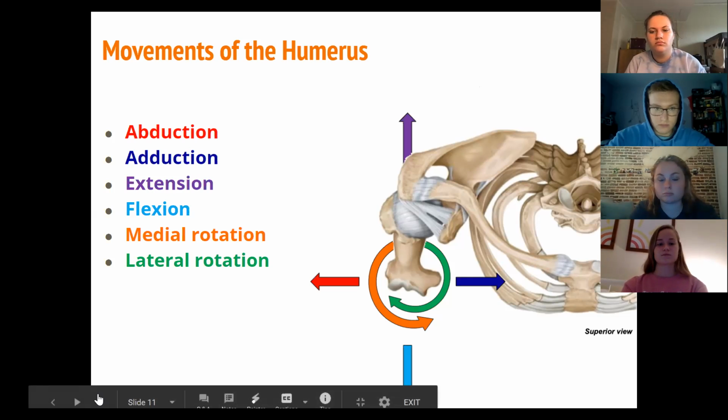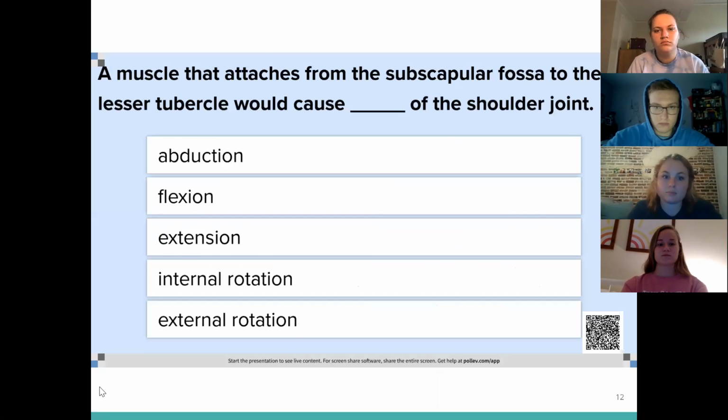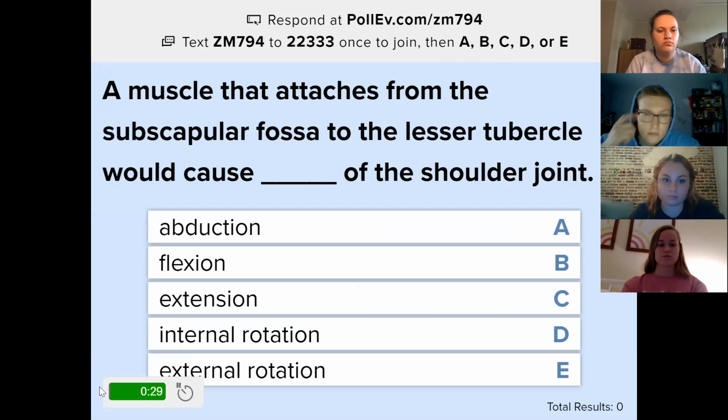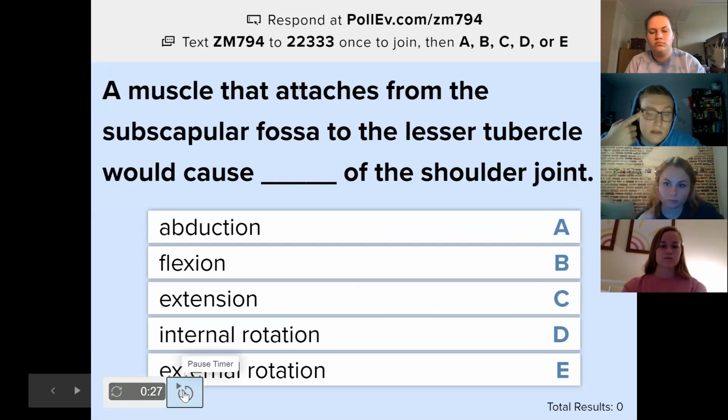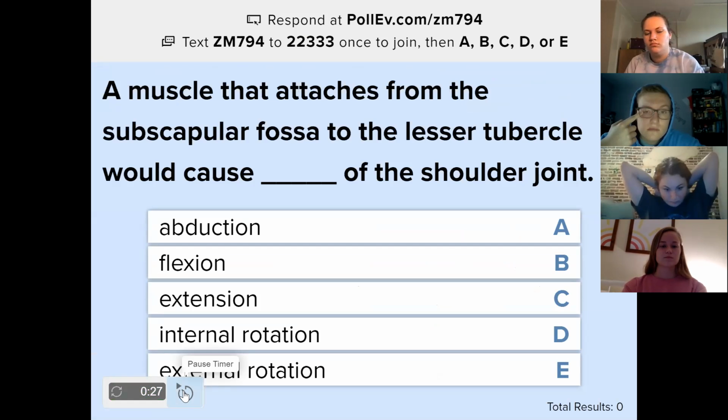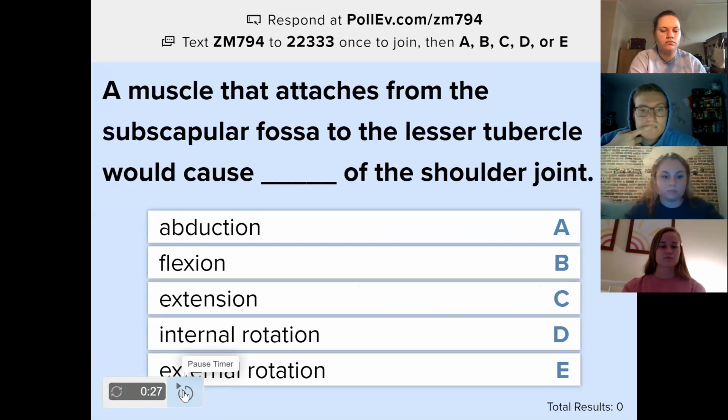I think we have a poll everywhere question. I'm going to pause the timer so you all have plenty of time to read this question. This is one of those questions where we're again talking about a muscle. So remember, a muscle connects between the shortest path between two bones and will contract to then shorten that distance even further.